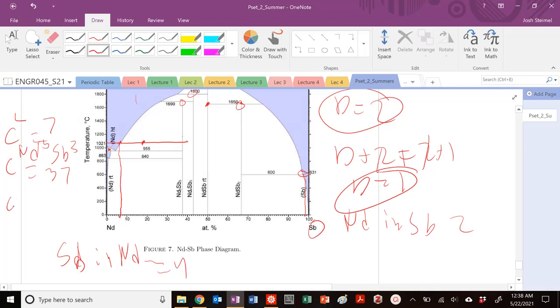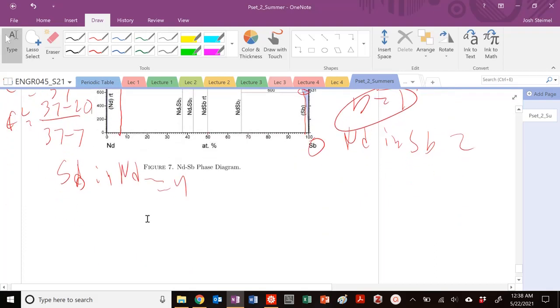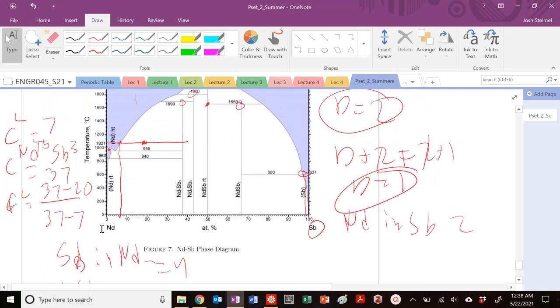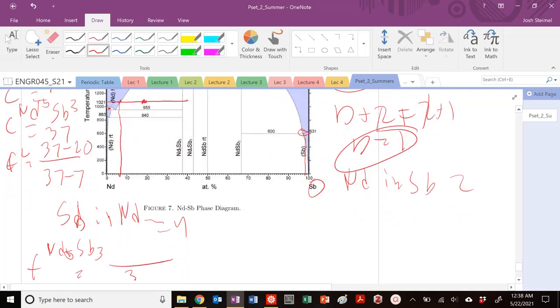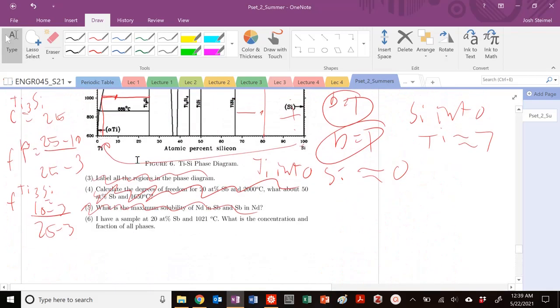So my fraction in the liquid phase is going to be the opposite, right? So 37 minus 7. So the liquid, even though we're right here, is going to be my 37 minus 20. And the fraction in my solid phase of my Nd5Sb3 is going to be equal to, again, my lever rule 37 minus 7. But now we're going to have basically 20 minus 7. So that's it. That is our problem set.